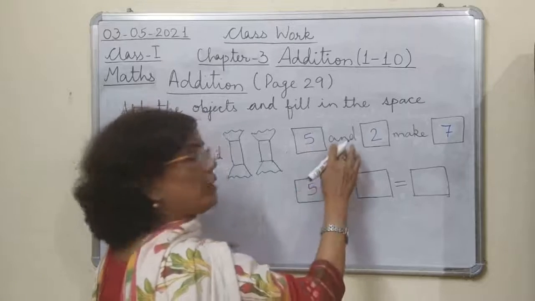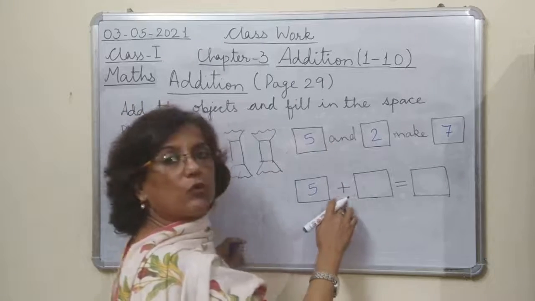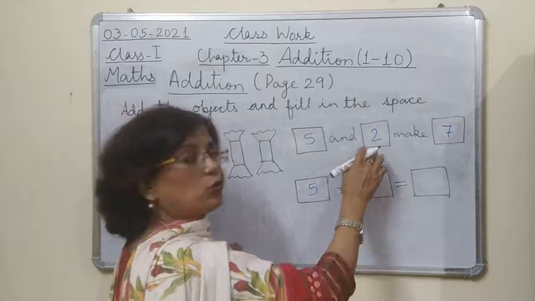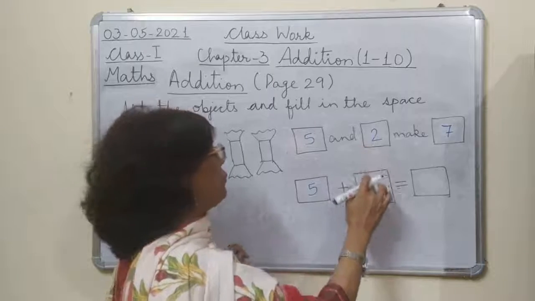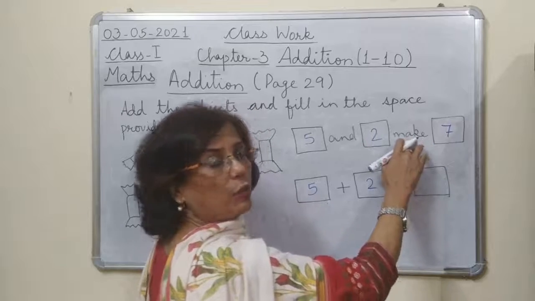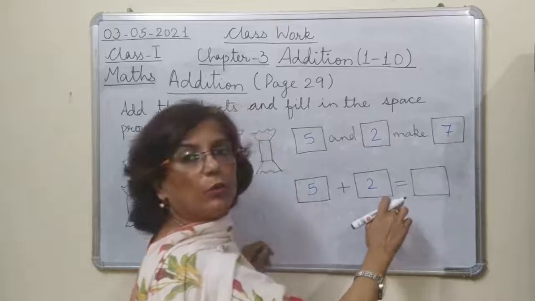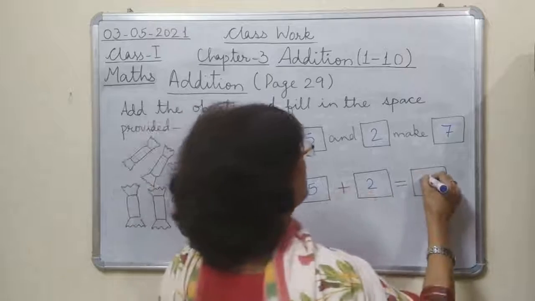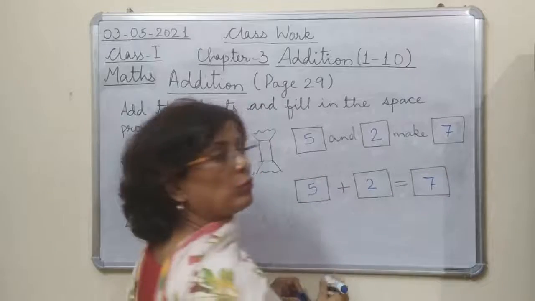In place of and we have used the symbol of plus. In place of 2 we have used this 2, 2 की जगह तो 2 लिखा. In place of make we have used the symbol is equal to. ठीक है. So 5 plus 2 is equal to 7.